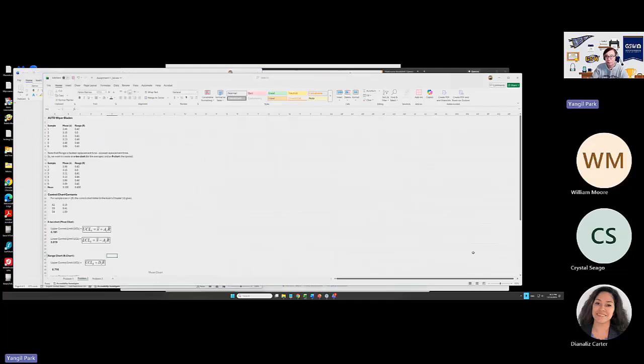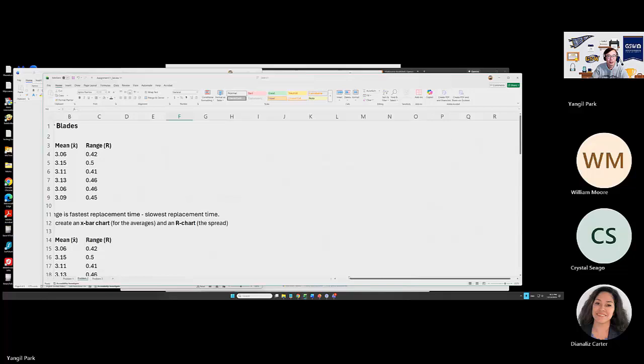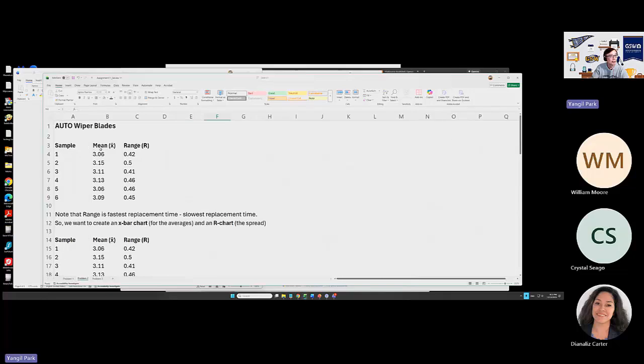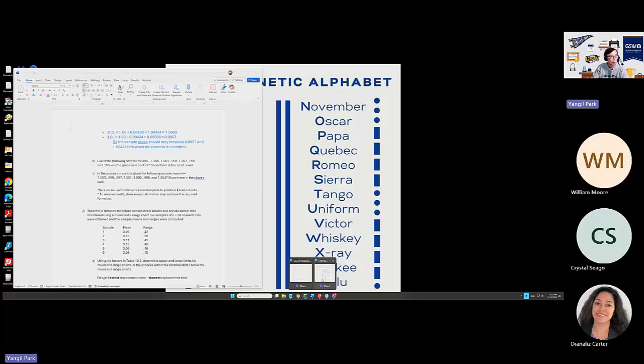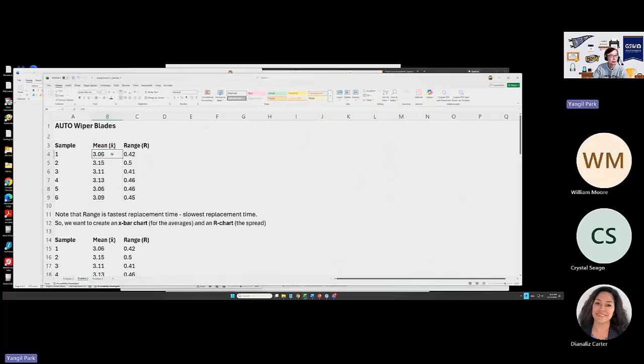So this number, all right, these are the number of minutes to replace automobile wiper blades. Okay, we have only 6 samples. So what's the total? Do we have a total number or population? 20 observations. Okay, we had 20, but we have only 6 samples right now. And the range is right there. Range is again the maximum minus minimum. That's the range score, and the mean score.